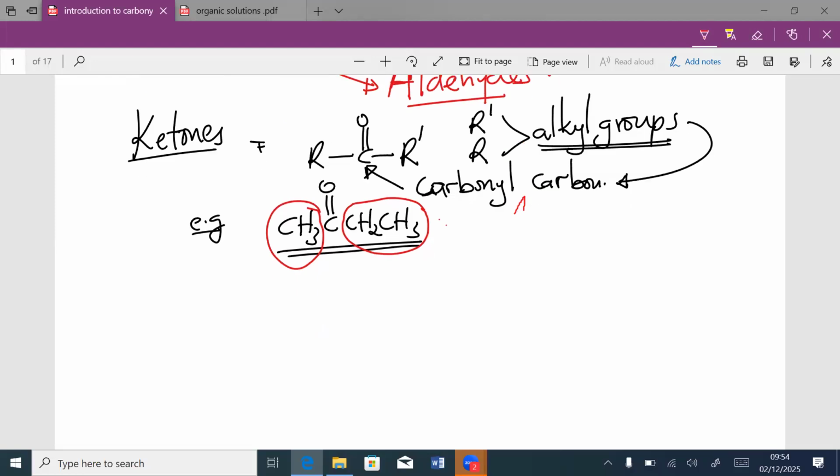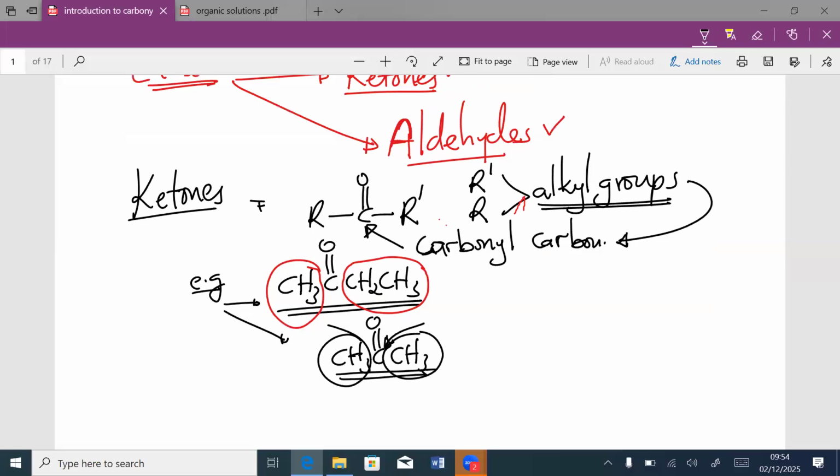You can also have something like CH3, C double bond O, CH3. So this is also a ketone. Why? Because you have your carbonyl carbon, then two alkyl groups attached onto that carbonyl carbon. That is how ketones look.